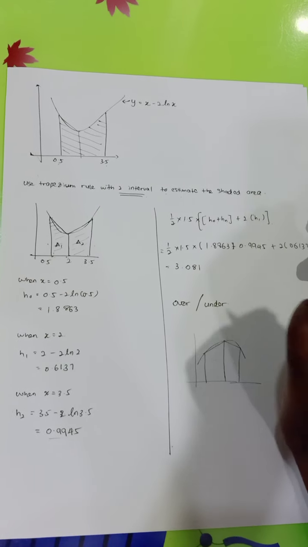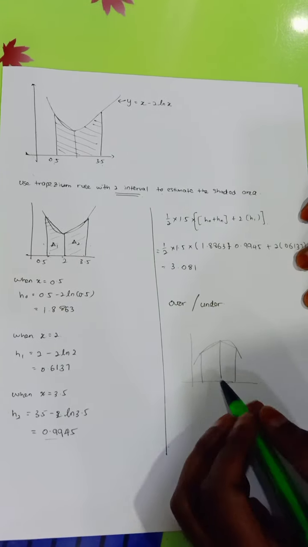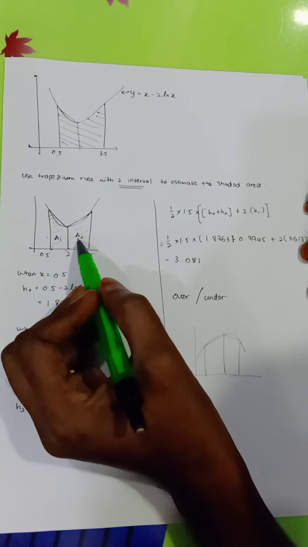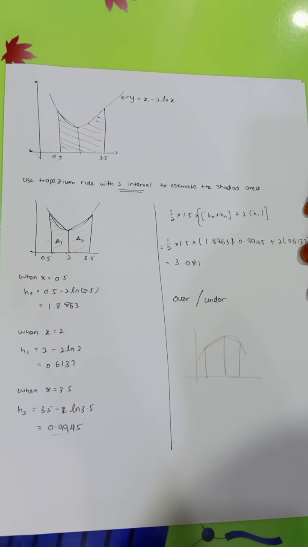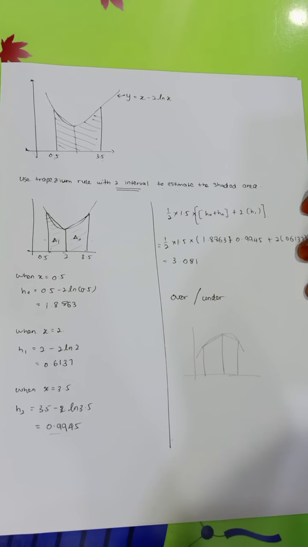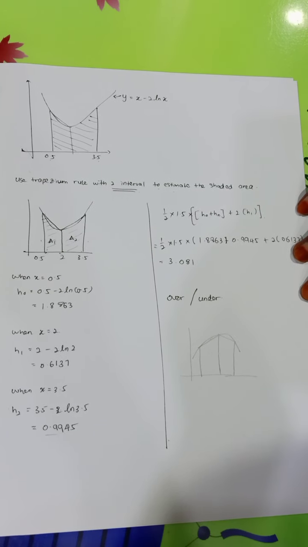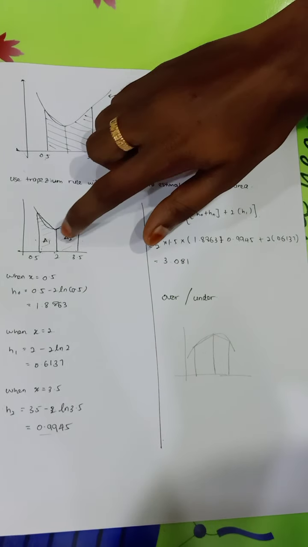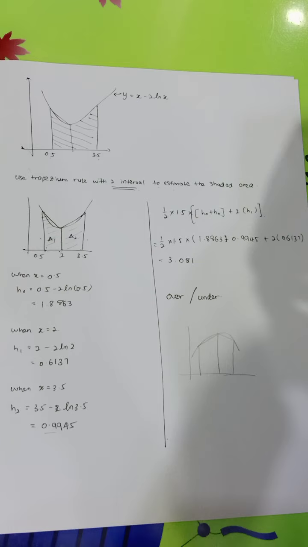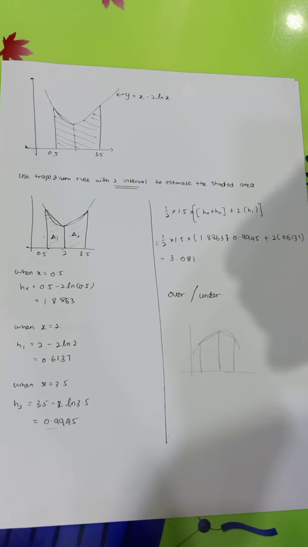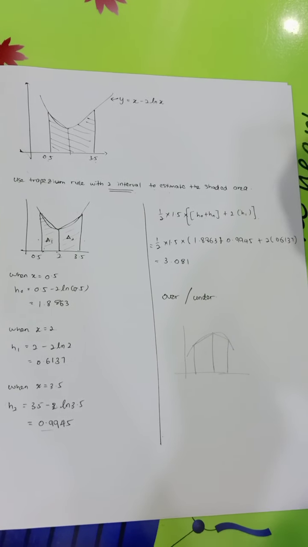If we use more intervals of the trapezium, for example here I only did 2 intervals, then we will get a more accurate area compared to using fewer strips. Okay, so this is finding the area under the graph by using the trapezium rule. Thank you.